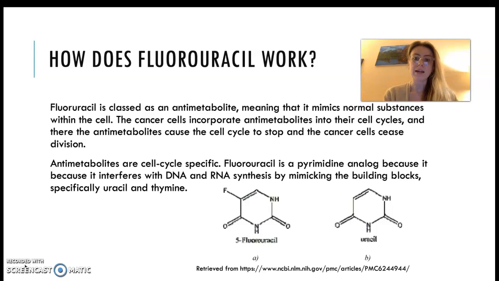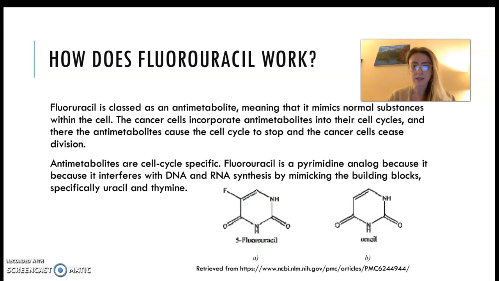Fluorouracil is an antimetabolite, which means that it mimics normal substances within the cell. Cancer cells incorporate antimetabolites into their cell cycles, and that's where they do their job and disrupt the cell cycle, and that causes cell death. Antimetabolites are cell cycle specific, and fluorouracil is a pyrimidine analog. It interferes with DNA and RNA synthesis by mimicking uracil and thymine, which are important building blocks of DNA and RNA.